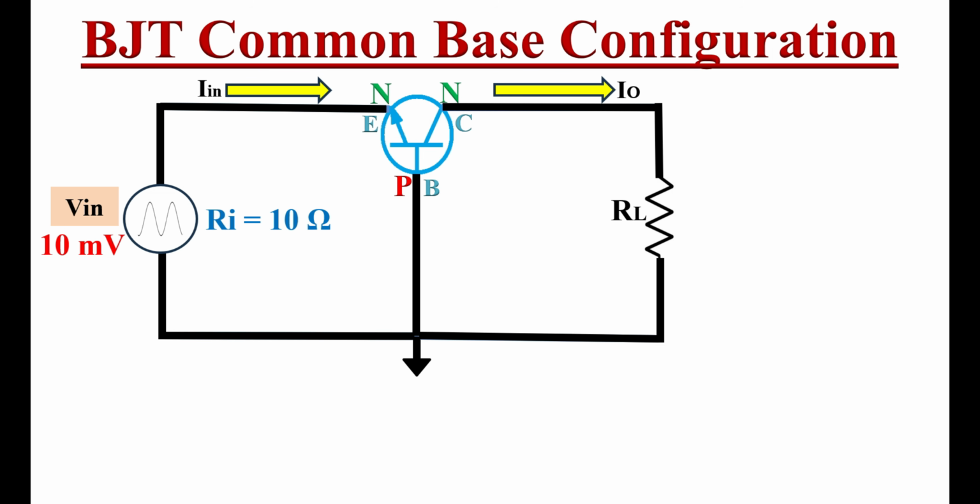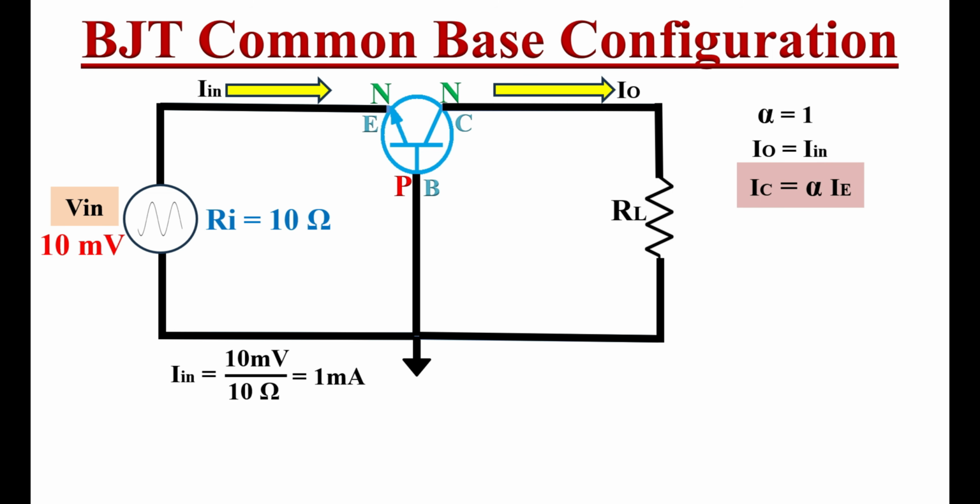So here input current In equals 10 millivolts divided by 10 ohms. Now here assume that alpha equals 1. In that case this output current IO is the same as the input current In. Because here we know that collector current IC equals alpha times IE. Here we have assumed that alpha equals 1. Hence IC equals IE. This means the output current is the same as the input current.